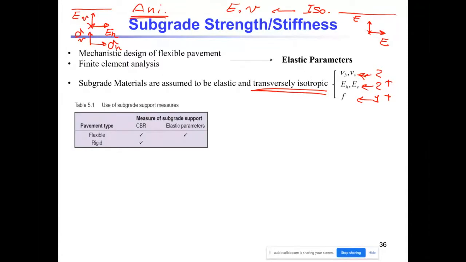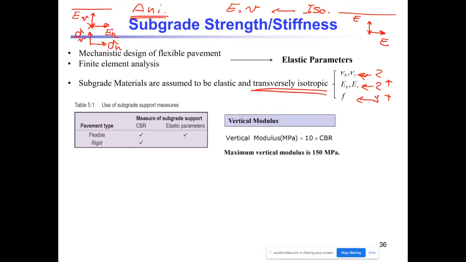But how can we determine these material parameters? You can still determine these material parameters based on the CBR test results. There are 2 very simple empirical equations from Ostro's that we are going to use here. One is determination of the vertical modulus, or EV. You can simply multiply the CBR value that you derive by 10, and that will give you the vertical Young modulus.